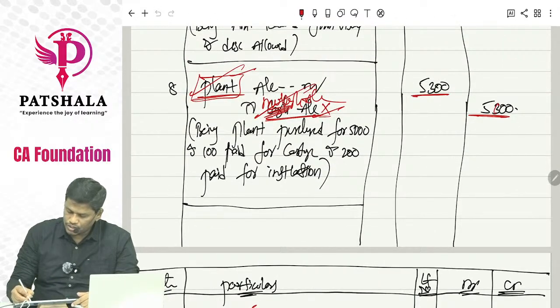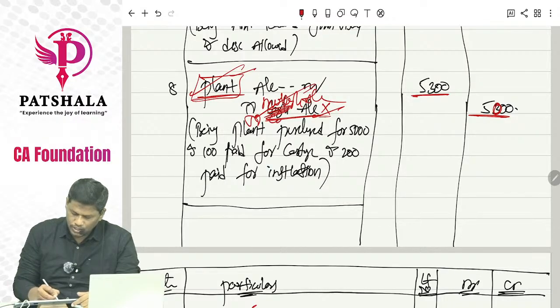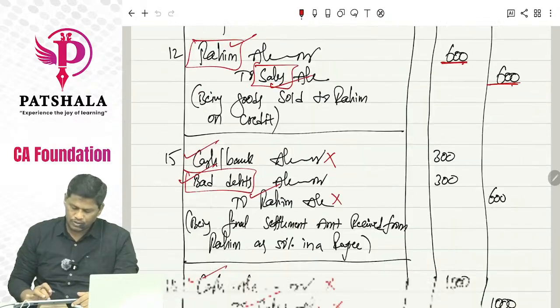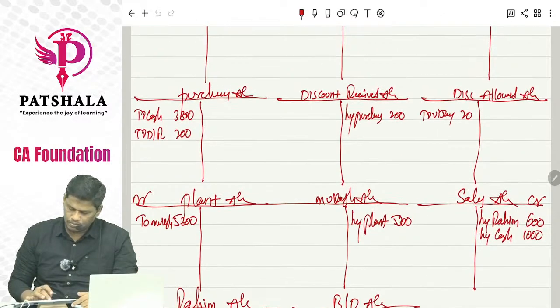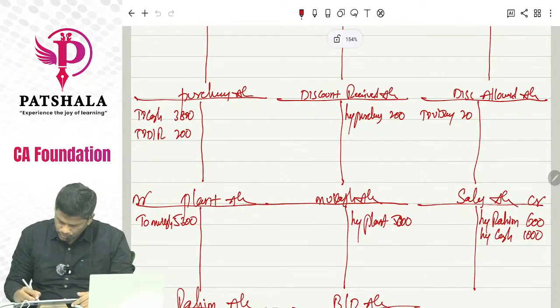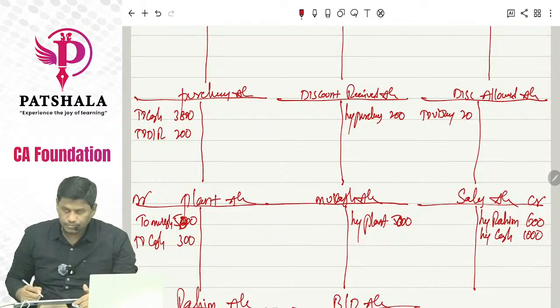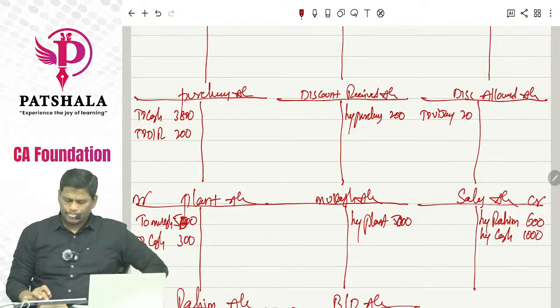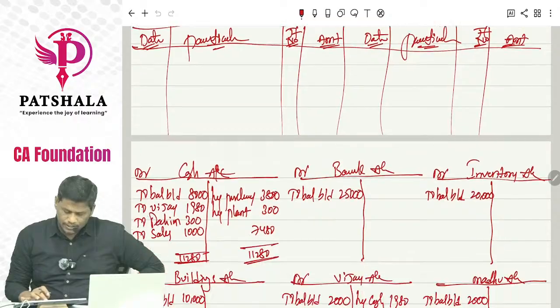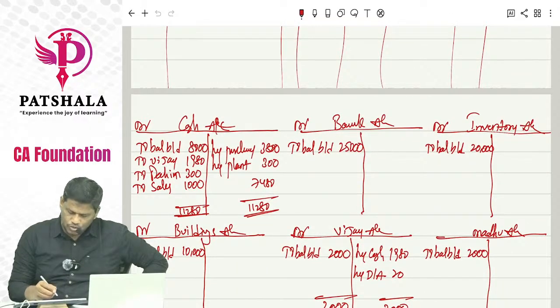300. Let's change here also for a minute. Plant to Mukesh 5,000. To cash 300. Our expenses 100 plus 200 we have to pay. 5,000. Plant cash 5,000 to cash. Okay?